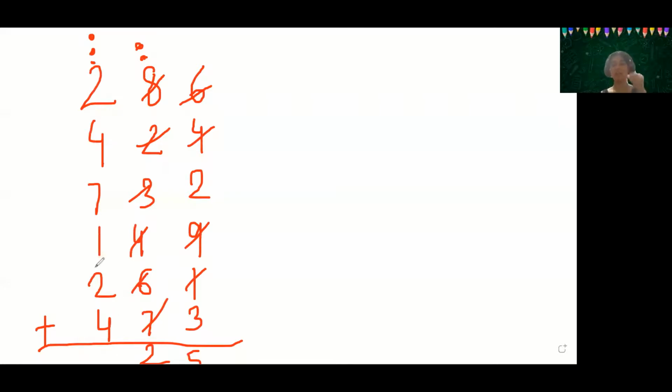Now let's see in the next column, next row. 4, 7, 1 and 2 is 10. Put the dot. Any other? Yes. 4 plus 4 is 8 and 2 is 10. Put the dot. Now how many dots are remaining? There are 3 dots. So write over 3 here and 2. 2, 3, 2, 5 is the answer.